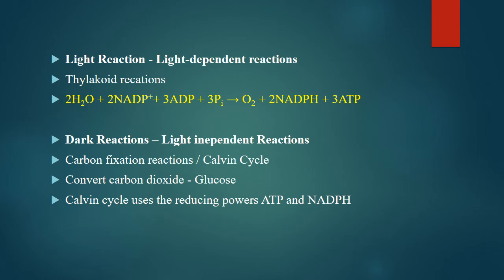Dark reactions are light independent reactions, that is, they do not require the energy from sunlight or any other light source. They are also known as carbon fixation reactions. Otherwise, they are also called the Calvin cycle. During dark reactions, they convert carbon dioxide into glucose using the ATP and NADPH that were produced during the light reaction.